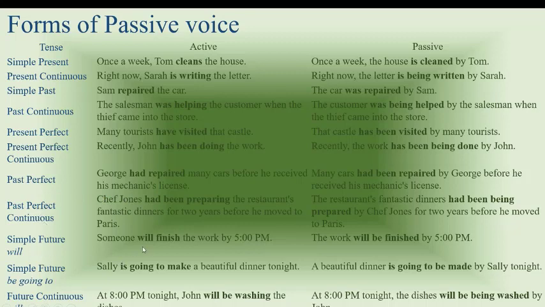Simple future, will. Someone will finish the work by 5 o'clock p.m. The work will be finished by... Verb to be, past participle.